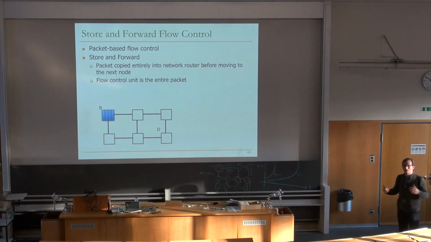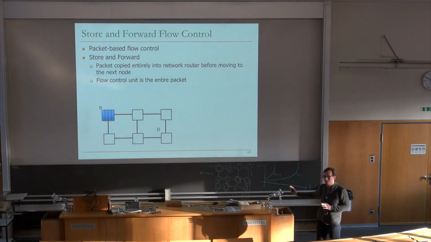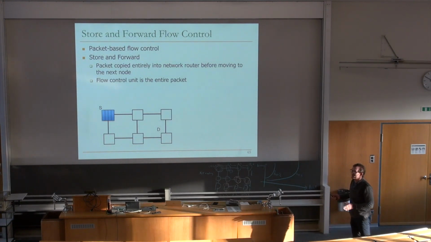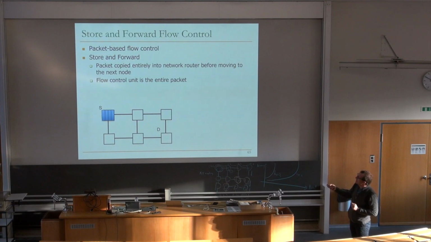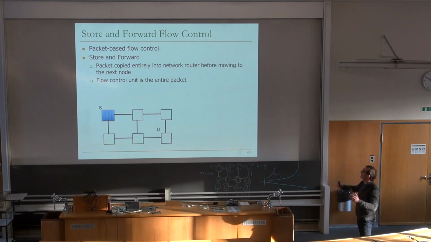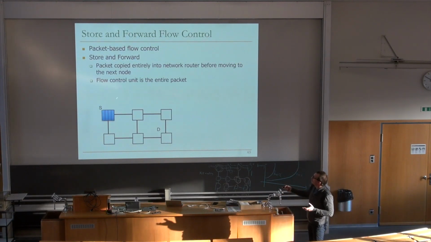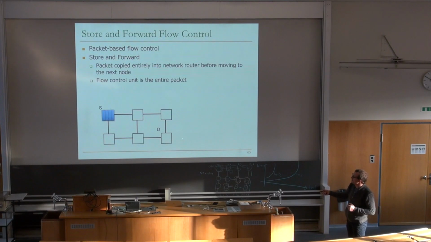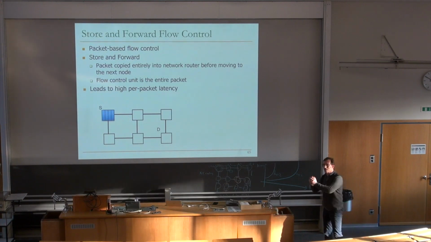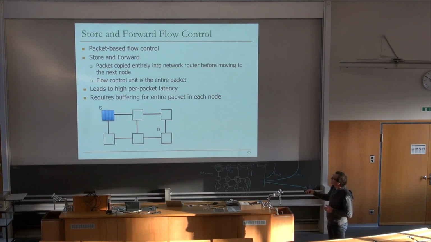Okay, so let's take a look at other flow control methods that assume buffering. We're going to assume buffering right now, and packet-based networks. Store and forward is an early method developed to do the buffering. Basically, you copy the entire packet into the router before sending it to the next node. The flow control unit is the entire packet. So let's say this is your source and this is your destination. You need to wait for the entire packet before you can route it. This leads to high per-packet latency, and it requires buffering for the entire packet in each node.